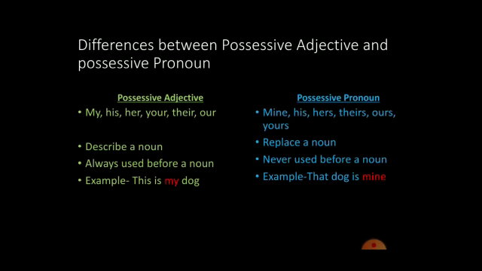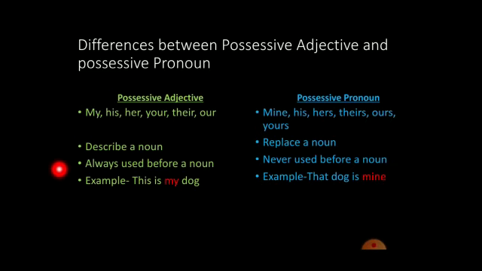Students, let me tell you the differences between possessive adjective and possessive pronoun. We have already discussed what possessive adjectives are. So now I will tell you the differences between these two words, possessive adjectives and possessive pronouns. Possessive adjectives are the words my, his, her, your, their. In possessive pronouns, the words mine, his, hers, theirs, ours, and yours are used.